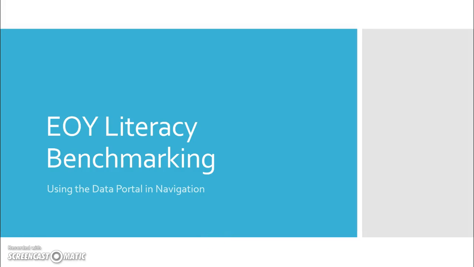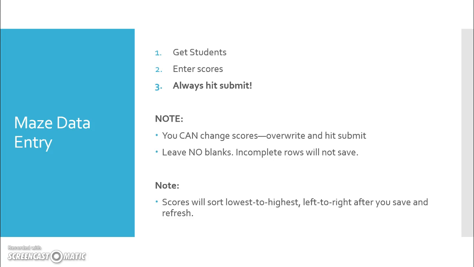In this video, we're going to talk about end-of-year literacy benchmarking and how to enter Maze data. There are 3 steps to the simple process. You're going to get students, enter their scores, and always hit submit. Always hit submit. That's a really important key phrase to have going through your mind throughout benchmarking.